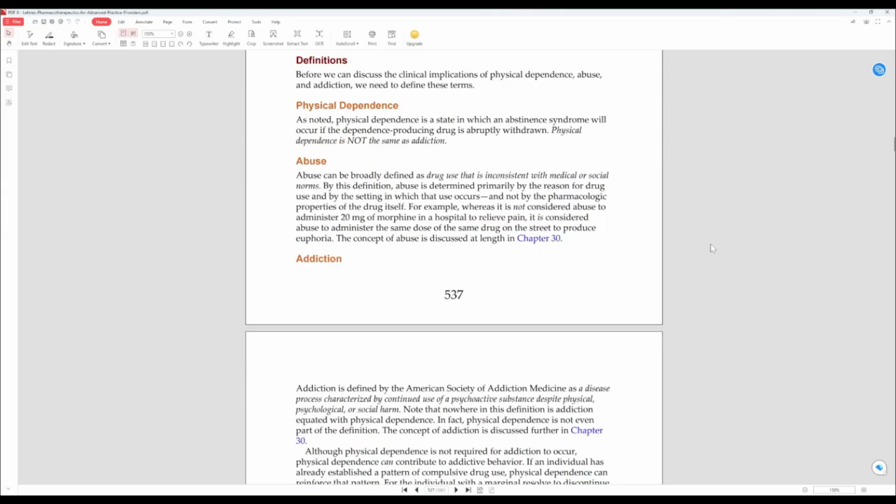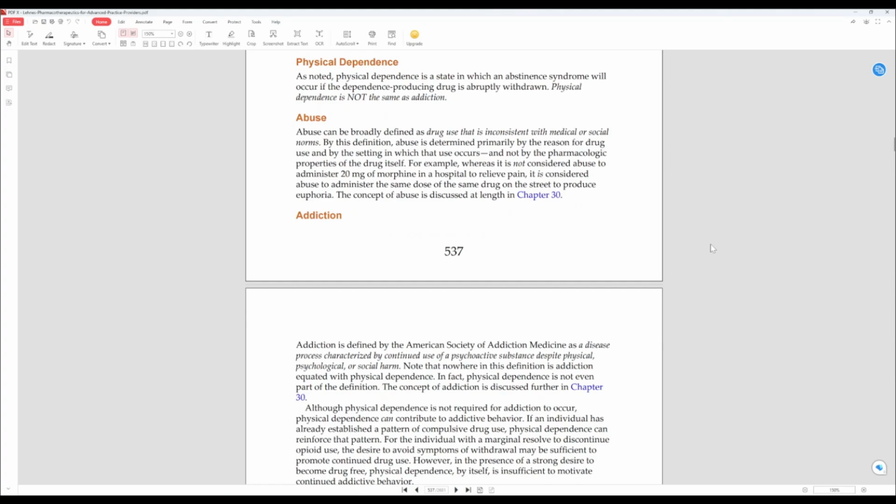define the terms. Physical dependence, as noted, is a state in which an abstinence syndrome will occur if the dependence-producing drug is abruptly withdrawn. Physical dependence is not the same as addiction. Abuse can be broadly defined as drug use that is inconsistent with medical or social norms. By this definition, abuse is determined primarily by the reason for drug use and by the setting in which the use is occurring, and not by the pharmacologic property of the drug itself.